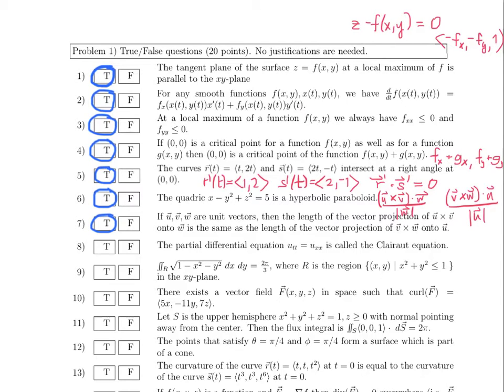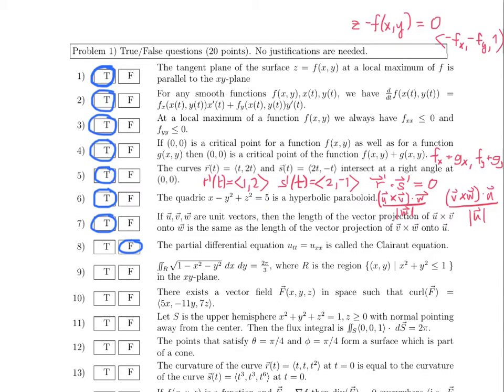Number 8 states that the partial differential equation, u_tt equals u_xx, is called the Clairaut equation. This is false. It really just depends on whether you have memorized the various partial differential equations that we've used in this class. In fact, this is the wave equation.